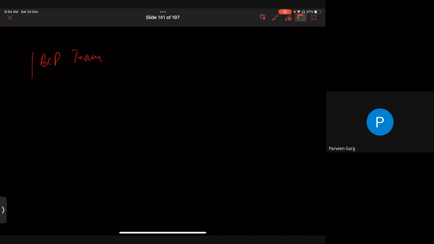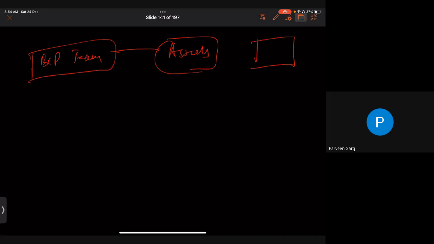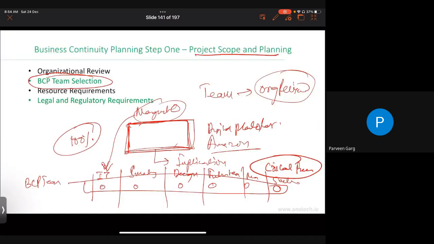Then what does it do? It tries to analyze the assets which are critical. So you can bring out the assets. We brought out that this website is critical, this needs to function. Out of this, we have created these sub-processes. Is the Amazon warehouse critical for them at this point in time? It's a back-end, so it is priority two.